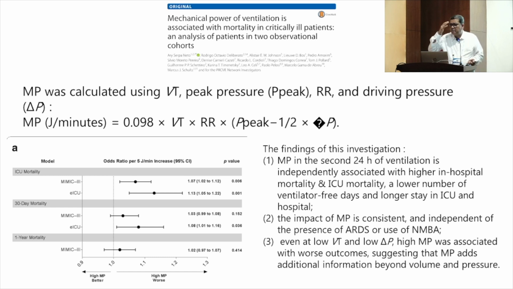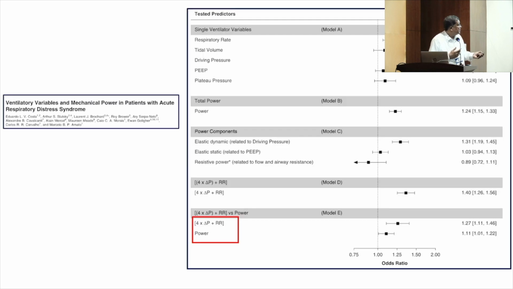But it's difficult at the bedside for all of us to calculate mechanical power. So these people have now suggested an even simpler formula. They have said that for mechanical power, ultimately, you just look at 4 times the driving pressure plus RR. That's it. That is as good as mechanical power. When you looked at outcomes with this indicator, the outcome was almost the same or probably better than the whole mechanical power. So they say you don't need to calculate a more complicated formula. Just look at 4 times driving pressure plus RR.